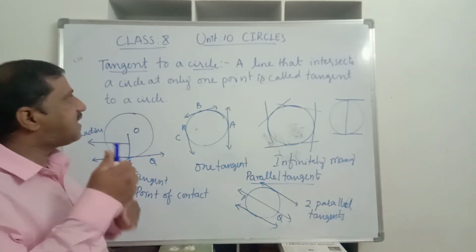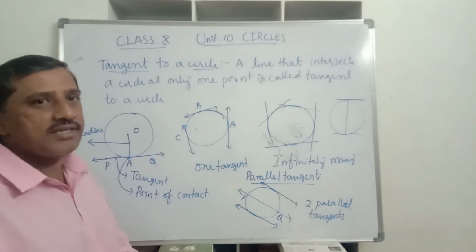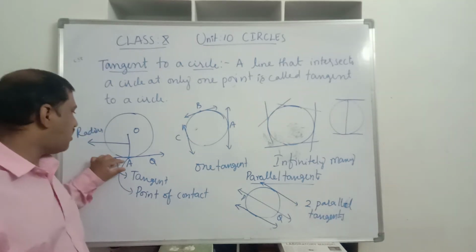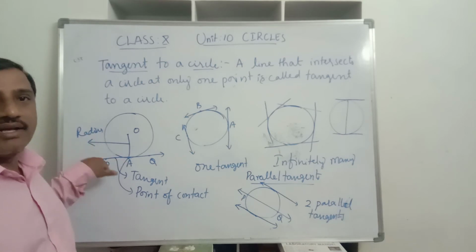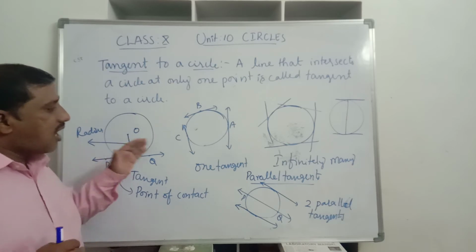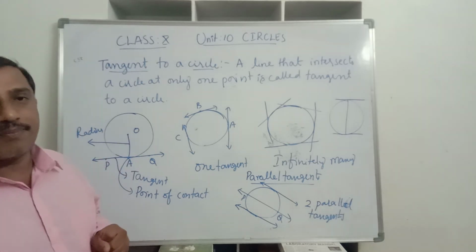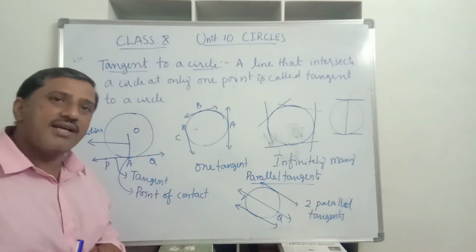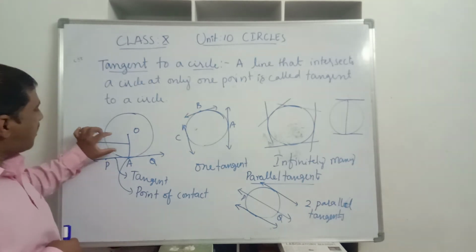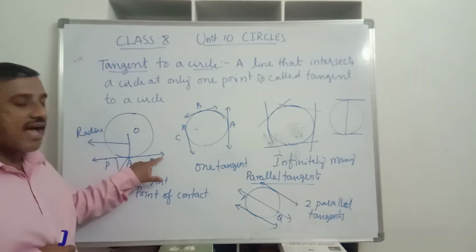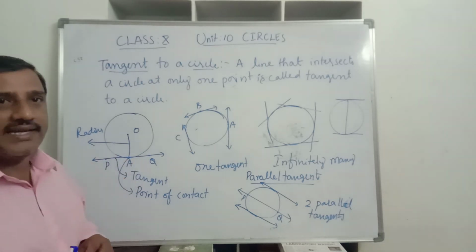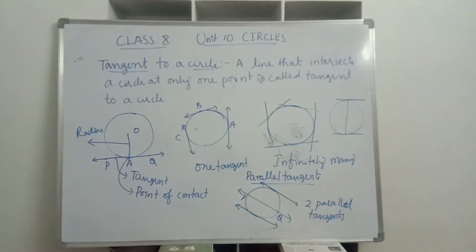Is it clear, children? What is a tangent? How many tangents can be drawn to a point on the circle? How many tangents can we draw to a circle? What do we call the common point of the tangent and the circle? It is known as the point of contact. And how many parallel tangents can we draw to a circle which are parallel to a secant? Now we are going to discuss the relationship between the radius of the circle and the tangent at the point of contact, which is perpendicular. We will prove that by using a theorem. Is it clear?